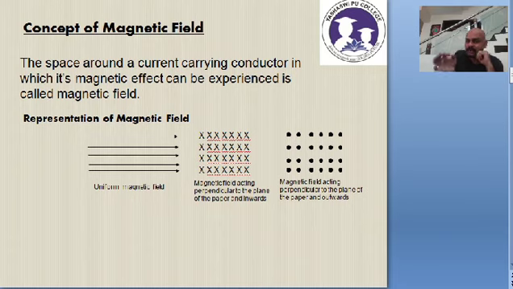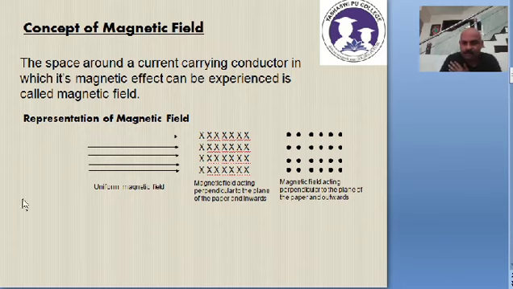So that space we call a magnetic field. What is a magnetic field? It is the space surrounding a magnet, or the space surrounding a current carrying wire. Because a current carrying wire produces a magnetic field, and a magnet also produces a magnetic field. So that is called a magnetic field.